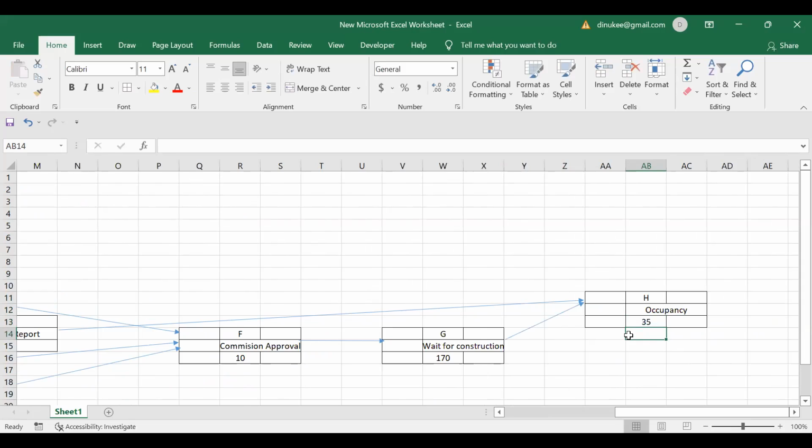So we have now drawn the project network. Is that clear? How to draw the project network? Is that clear?